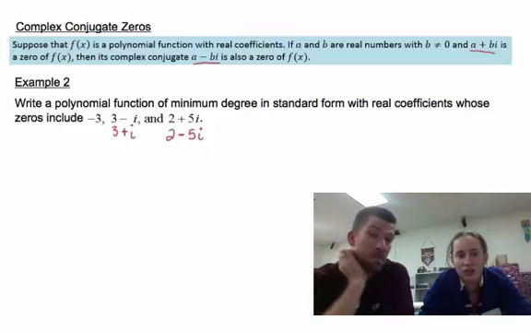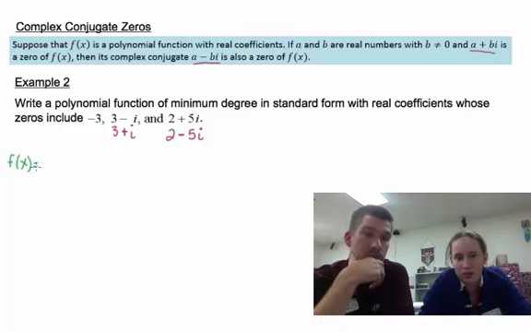So if we now want to figure out what this polynomial would be, we have this real zero, which is negative 3, so that's x plus 3. And then whenever we do this, we do x minus 3 minus i.